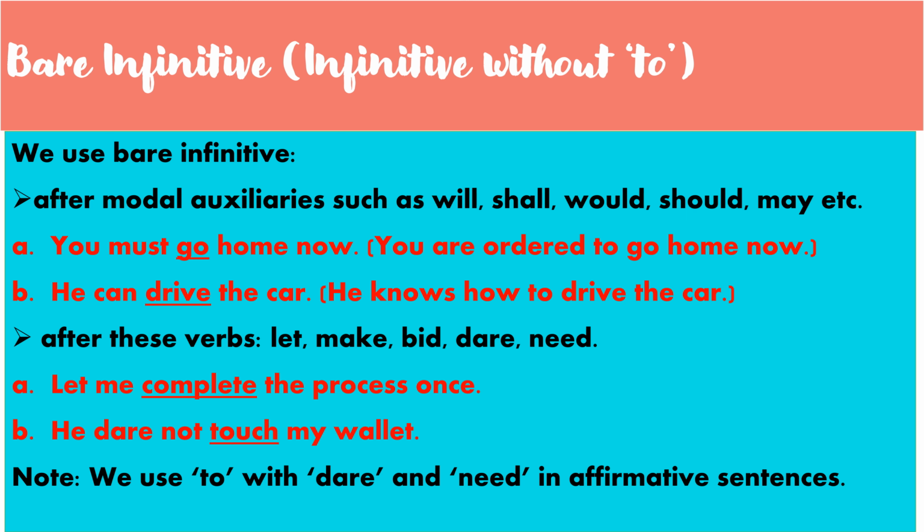Second example, he can drive the car. He knows how to drive the car. Next, after these verbs, let, make, bid, dare, and need, we use bare infinitive. For example, let me complete the process once. He dare not touch my violet. So after dare and let we are using bare infinitive. Note, we use to with dare and need in affirmative sentences. When dare and need sentences come in affirmation, we use to with them.